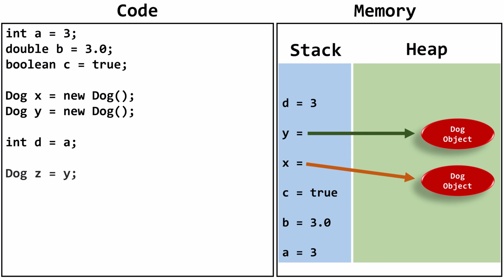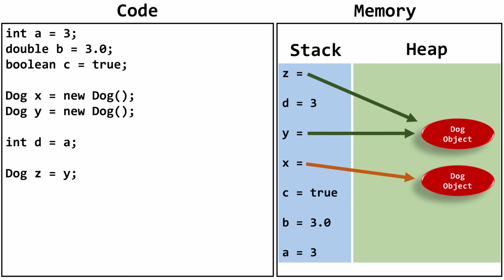Now let's create a new Dog type variable z and assign it the value of y. z is created and we copy the stack's value for y and assign it to z. Notice that we copied the pointer, not the object. When we set one variable equal to another variable, we always copy the data on the stack. But z's pointer and y's pointer have the same value because they are pointing at the same location on the heap. x's pointer has a different value because it's pointing to a different location on the heap.